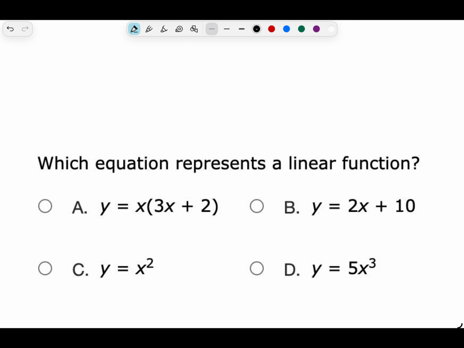So in answer choice A, it looks similar to that, but these parentheses on the outside tell me that this x can be distributed in. Because this x can be distributed in, that's going to give us really 3x squared plus 2x. And because of that, there's that exponent. We cannot have it.